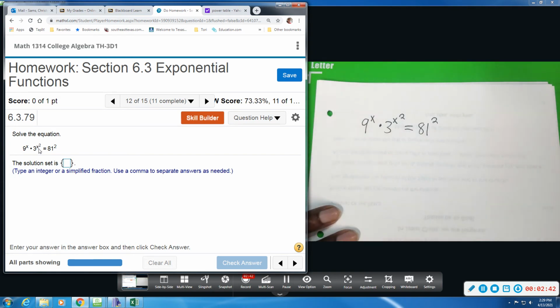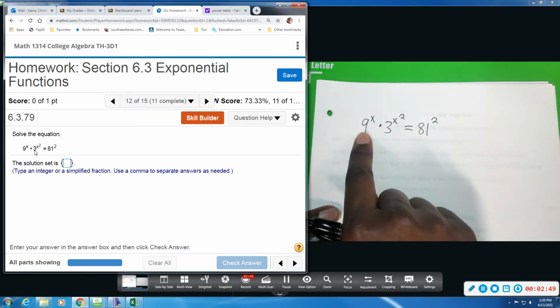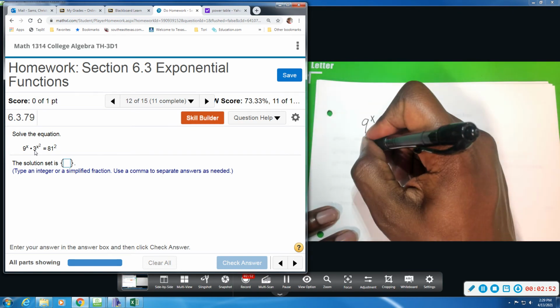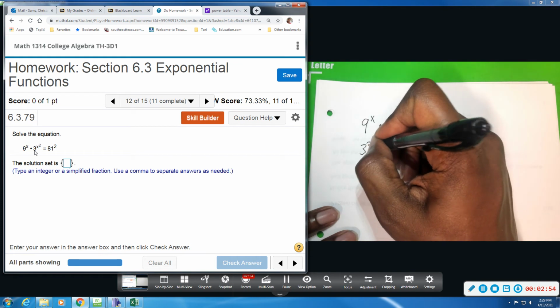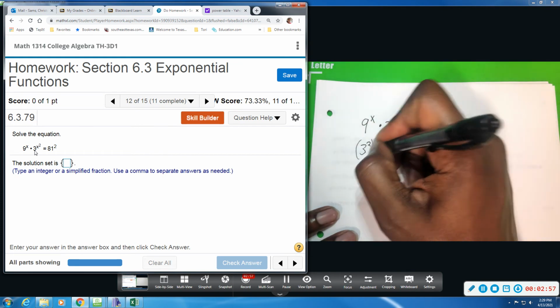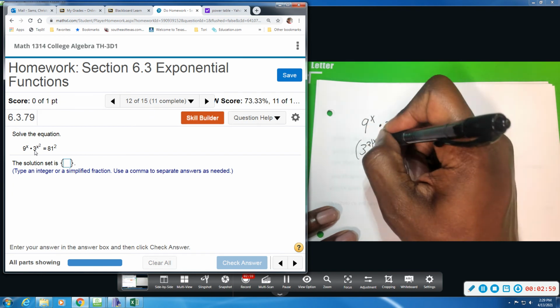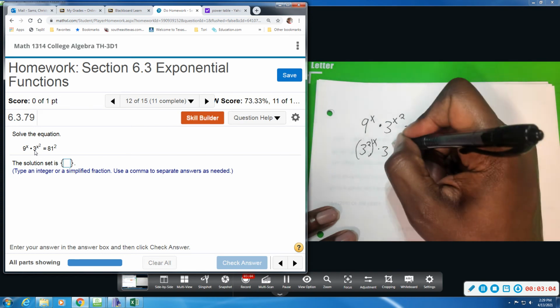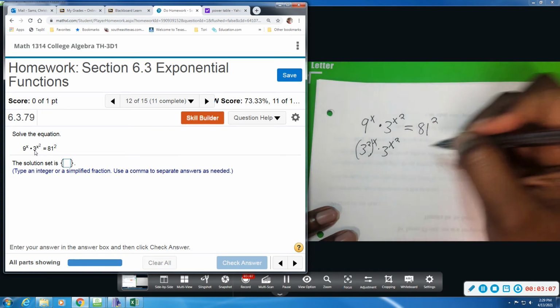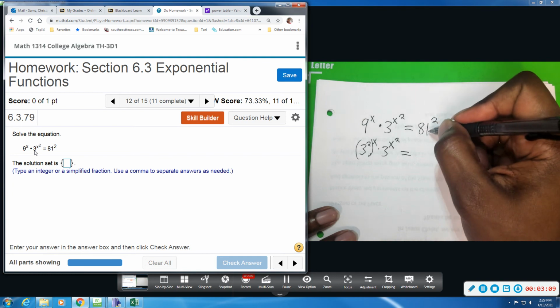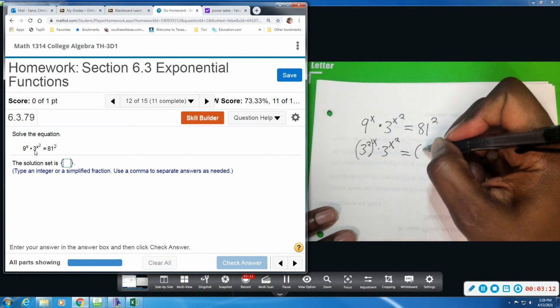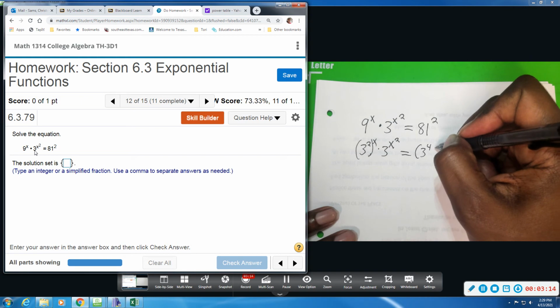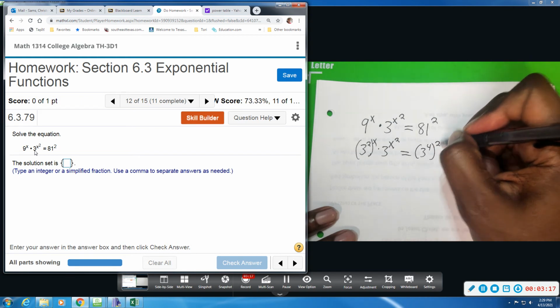I want to try to get them all in the smallest base if possible, so that would be 3. We can rewrite 9 as 3 squared, and it was raised to the x power. So that's the 9 raised to the x power. This one is already a base of 3, so that is 3 to the x squared power. And then over here, 81, we can rewrite that as 3 to the 4th. So you have to use that power table if that's not one that you know. And then it was squared.